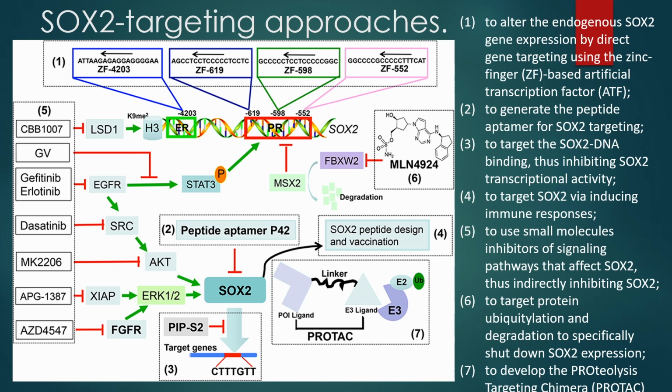Now, there are various targeting approaches for SOX2. The first one is to alter the endogenous SOX2 gene expression by direct gene targeting using the zinc finger based artificial transcription factor. To generate the peptide aptamer for SOX2 targeting, this is the second one. Third one is to target the SOX2 DNA binding, thus inhibiting SOX2 transcriptional activity. The next one is to target SOX2 via inducing immune responses.